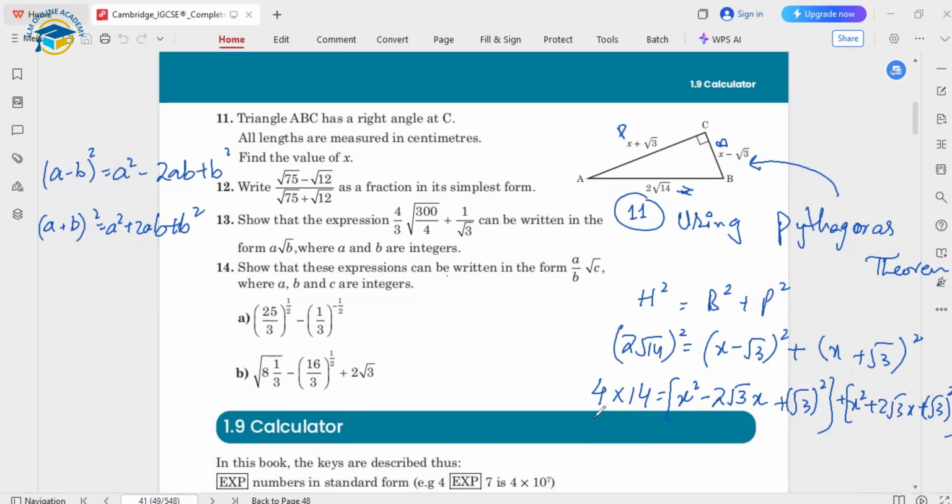And here we are done. So here we need to go with 14 four times, so that will be 56. And simplifying this further, I'm going to open up these brackets. So x square minus 2 square root 3x plus 3 only will remain here, because the square will be cancelled out with the square root. Then plus x square plus 2 square root 3x plus 3 here as well.